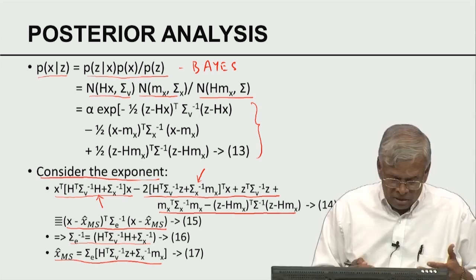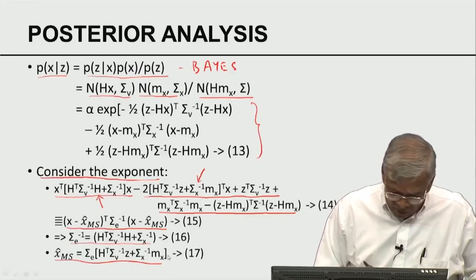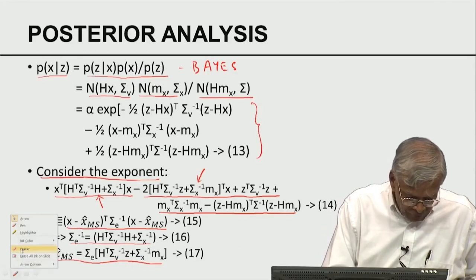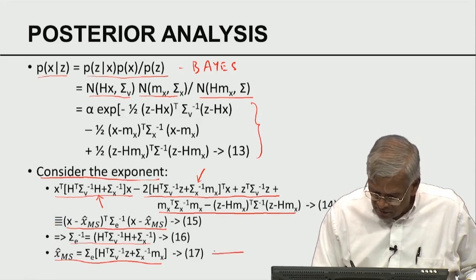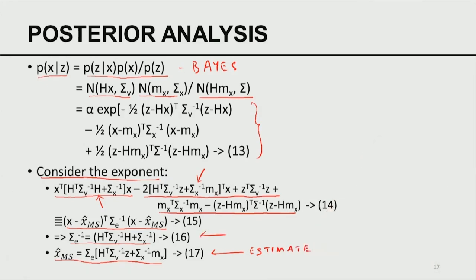So with this, we have now derived an expression for the best Bayesian estimate. I'm sorry, this is the best Bayesian estimate, and this is its covariance.